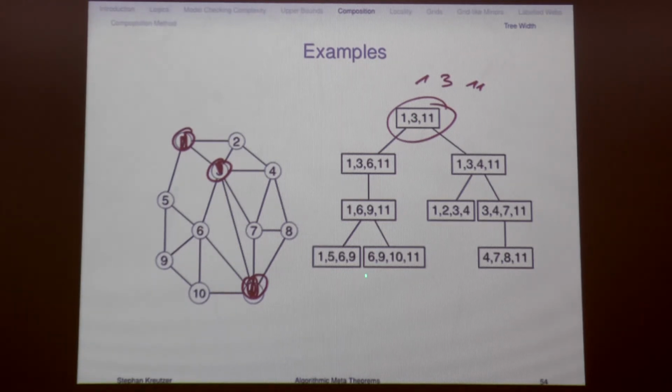You just start at the leaves of a tree decomposition, compute the type of these subgraphs, combine them, and go up. Or you can turn this into an automaton if you want. It's the same idea.